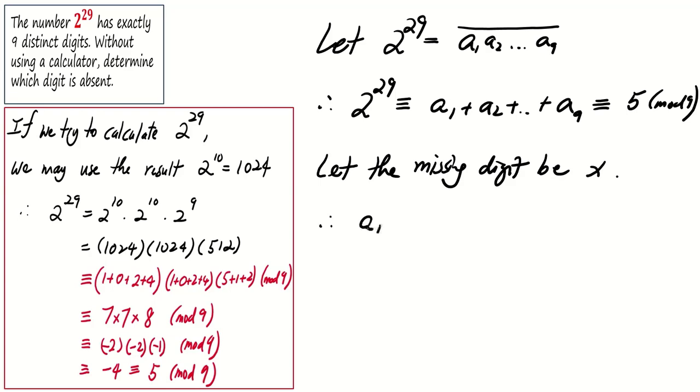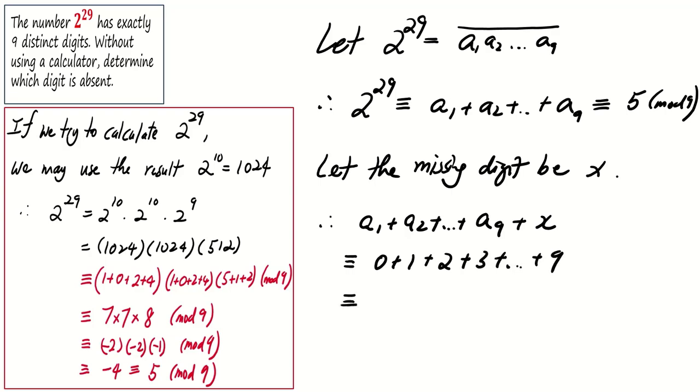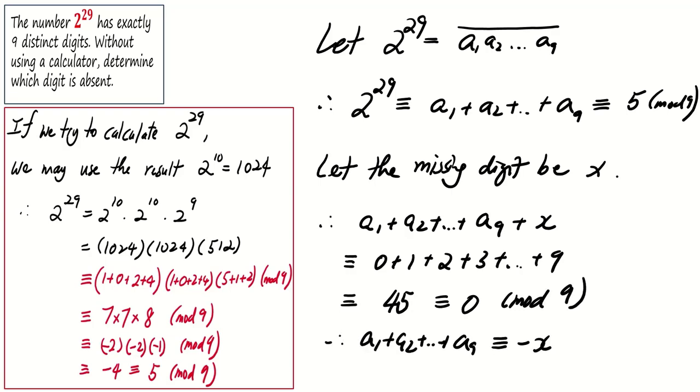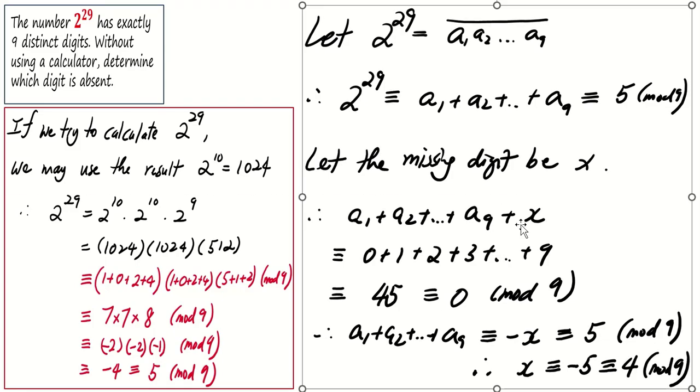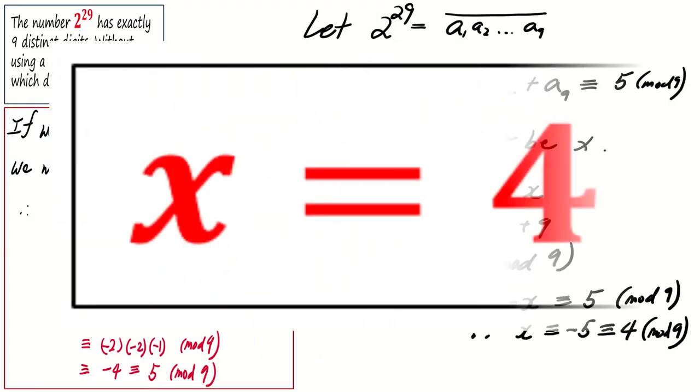Now, the sum of the A's and x is congruent to the sum of 0, 1, 2 all the way to 9, which is 45, and hence, it is congruent to 0 mod 9. Thus, the sum of the A's is congruent to negative x, which is congruent to 5 mod 9. Therefore, x is congruent to negative 5, which is congruent to 4 mod 9. And so, x is 4.